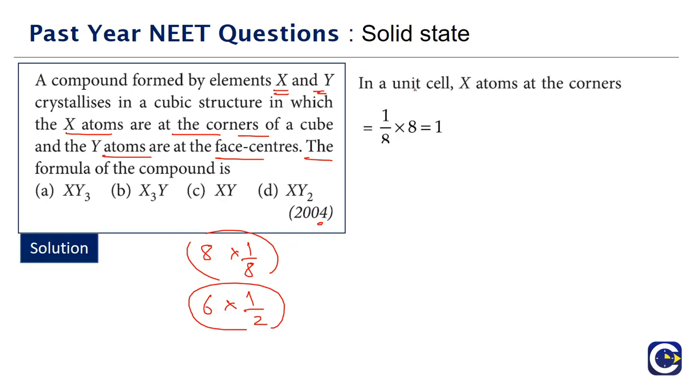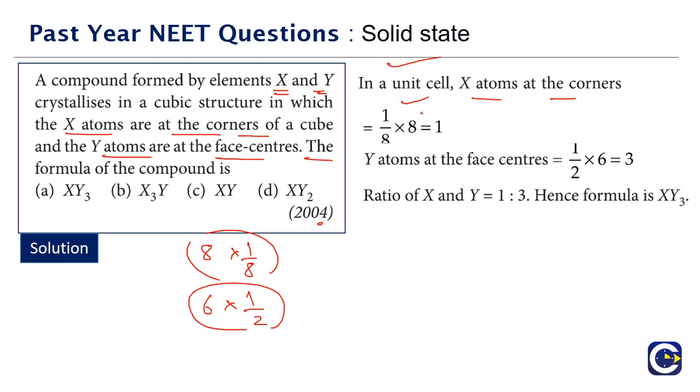So what we will do, we will first calculate the number of X atoms in the unit cell. X is occupying the corners, which means 8 corners are there. Contribution of a corner to the unit cell will be what? 1 by 8. 8 into 1 by 8 is equal to 1. Then Y atoms are occupying the face centers. There will be 6 face centers. Each face center contribution is what? Half. Then the total number of Y atoms will be equal to what?